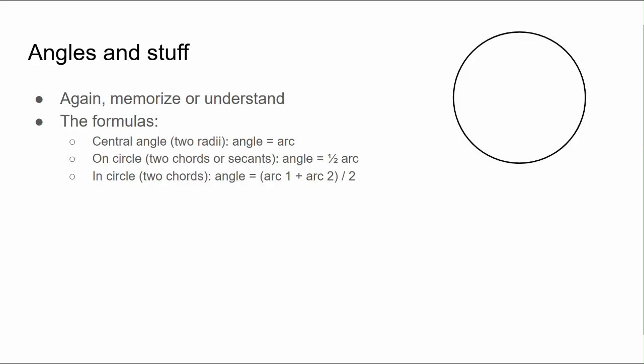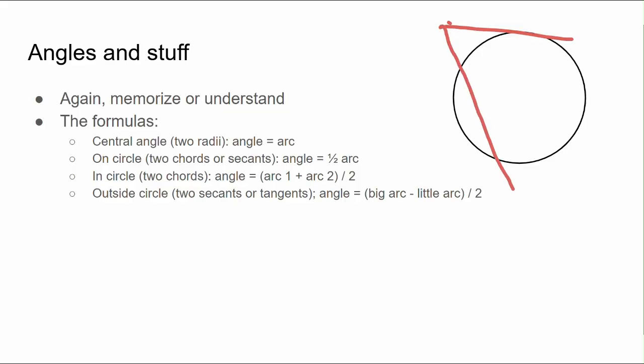It's inside the circle, but not in the center. So if it's like this, then you're basically doing an average. You add these arcs together and then divide by 2. If it's on the outside of the circle, so this would be your secants or tangents, you do the big arc minus the little arc divided by 2. So it's like a reverse average type of thing.